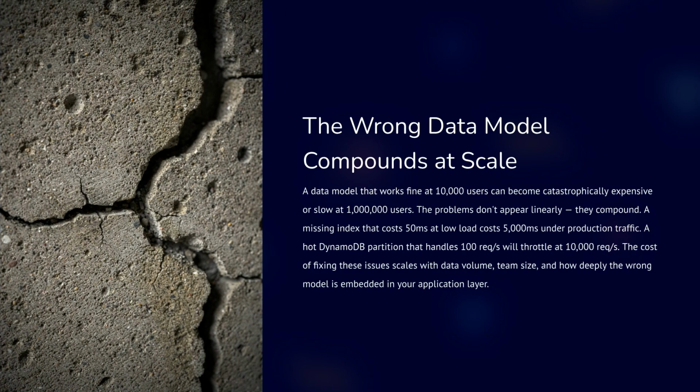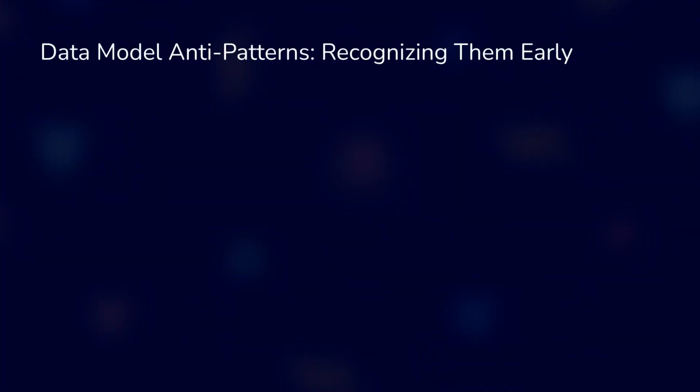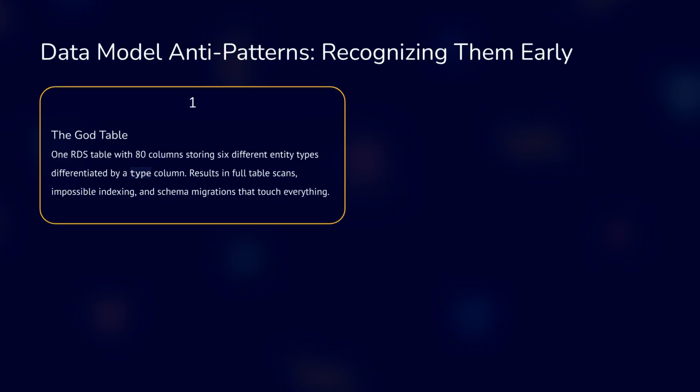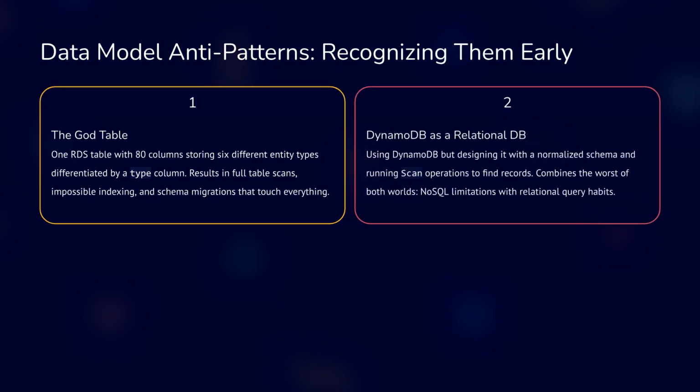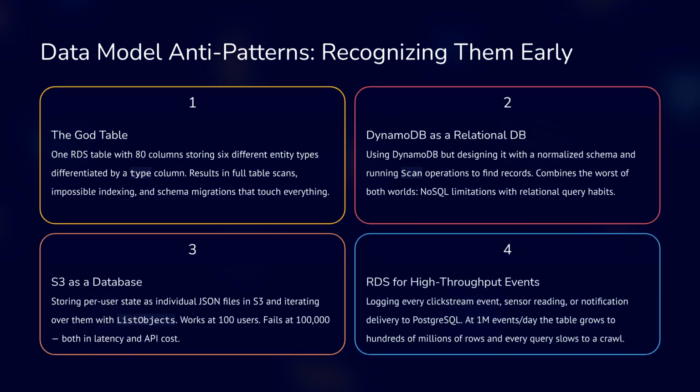A data model that works well at low scale can fail catastrophically at higher scales. Performance problems compound, leading to exponential cost increases and slower latency. The cost of fixing a deeply embedded wrong model scales significantly with data volume and team size. Recognize data model anti-patterns early. Examples include the God table in RDS with multiple entity types, using DynamoDB like a relational database with scan operations, treating S3 as a database, and using RDS for high-throughput event logging.